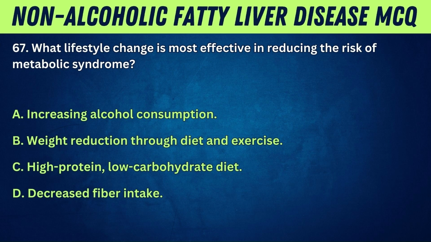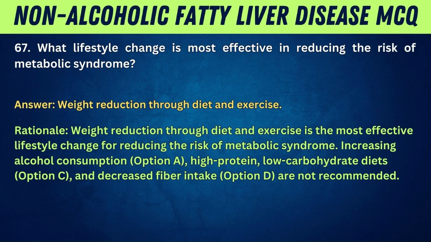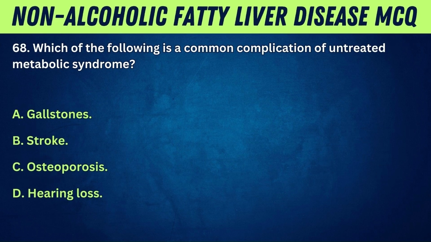67. What lifestyle change is most effective in reducing the risk of metabolic syndrome? A. Increasing alcohol consumption. B. Weight reduction through diet and exercise. C. High protein, low carbohydrate diet. D. Decreased fiber intake. Answer: weight reduction through diet and exercise. Rationale: weight reduction through diet and exercise is the most effective lifestyle change for reducing the risk of metabolic syndrome. Increasing alcohol consumption, option A, high protein, low carbohydrate diets, option C, and decreased fiber intake, option D, are not recommended.